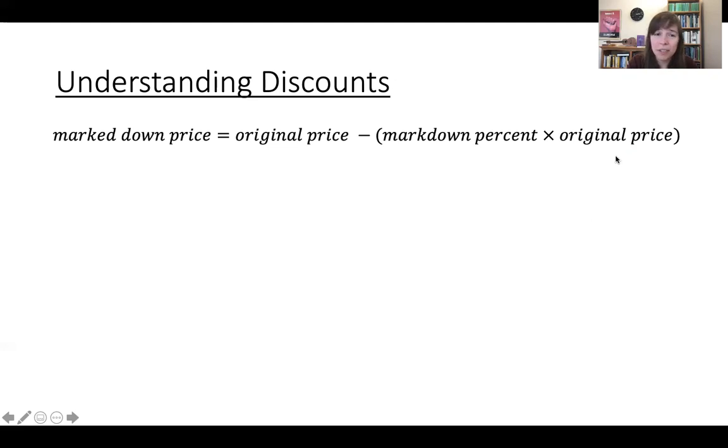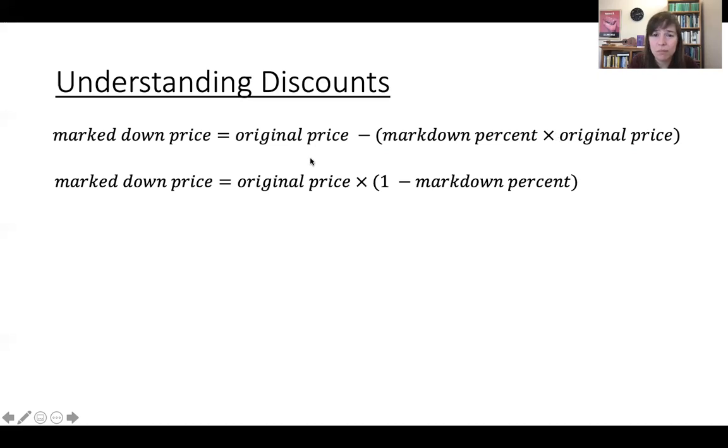An equivalent way to write this is, we see the original price showing up here and here. We can factor out the original price, and just one algebra step gets us an equivalent way of writing the same equation. The virtue of writing the equation the first way is that it's the way we think about it. The virtue of writing the equation the second way is that I find it easier to do calculations with. But that's a matter of taste. Either one of these is fine.